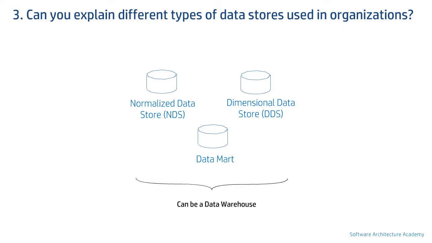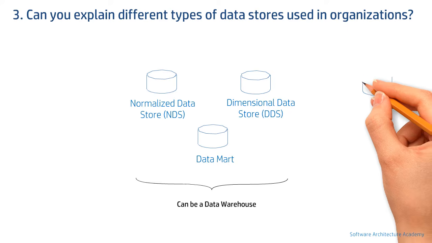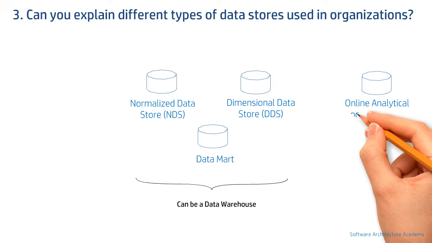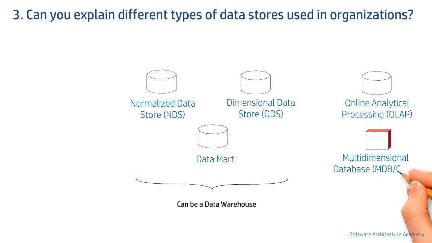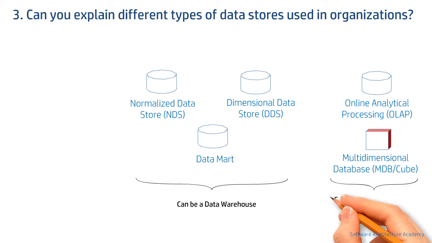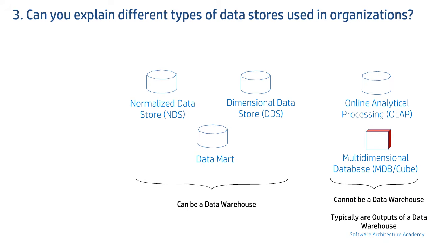Now, there are some other systems as well. OLAP is an analytical database which is used for the specific purpose of complex analytical calculations. For even more complex analytics needing multiple dimensions, a multi-dimensional system, also known as MDB or simply a data cube, can be used. It is primarily used for business intelligence, maths and engineering purposes. These systems cannot be a data warehouse. In fact, these are outputs of a data warehouse.